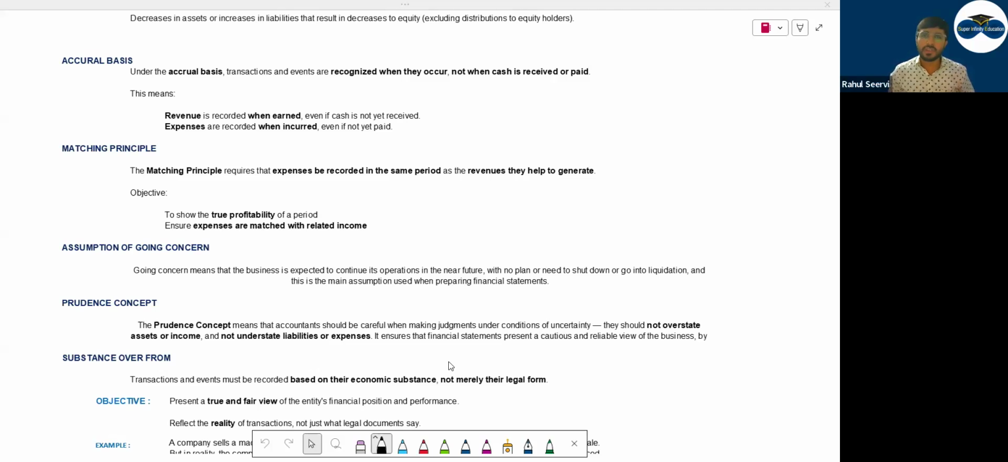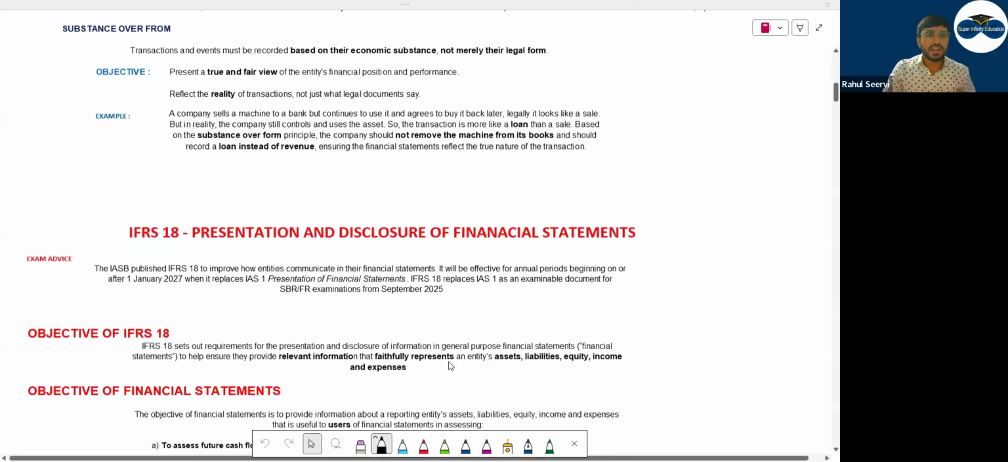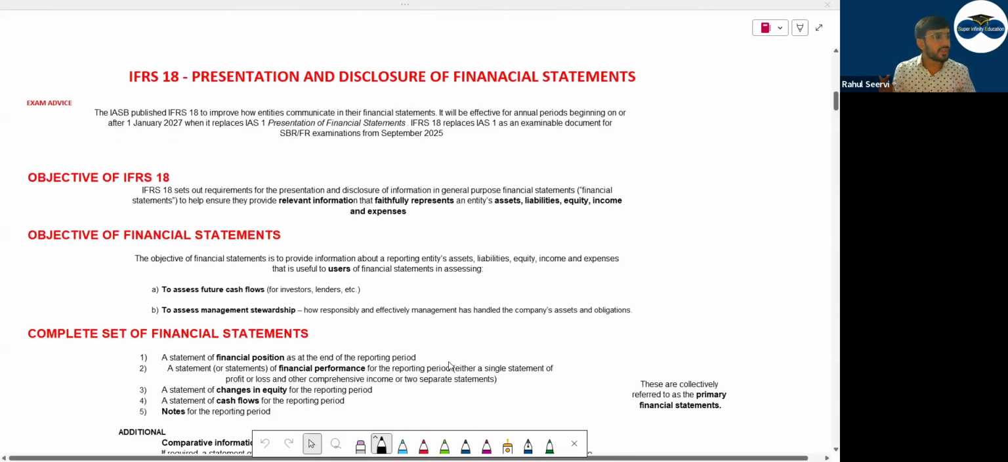Matching principle: record the expenses relating to the income. These all are the principles which will apply to the standards. Then we started with the discussion of IFRS 18. In IFRS 18, we had discussed what is the objective of IFRS 18. The objective of IFRS 18 was relevant information, faithful representation, to fairly present the asset, liability, income, and expense.